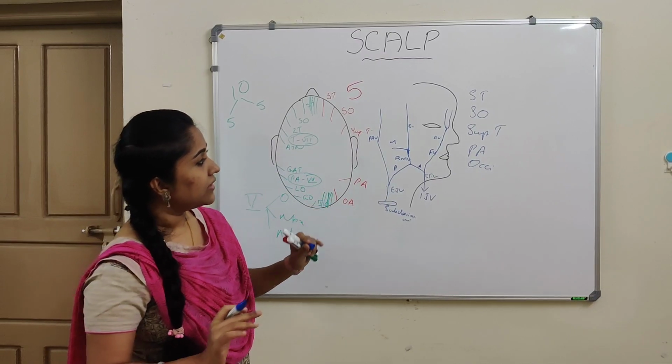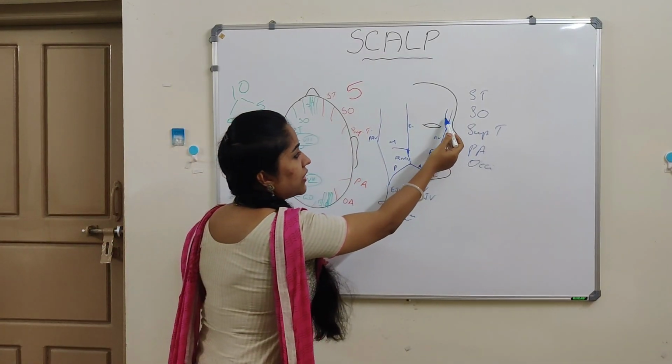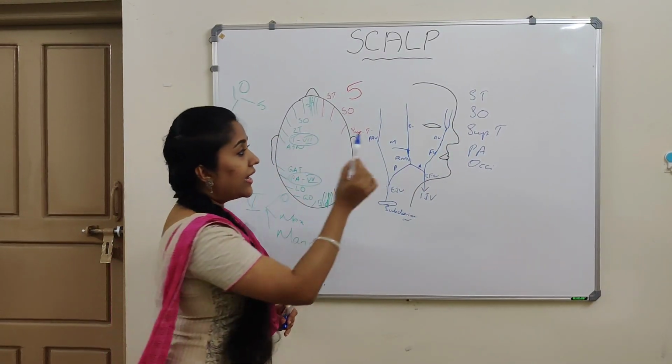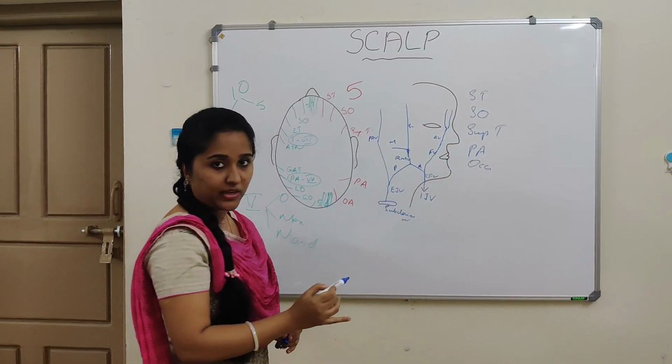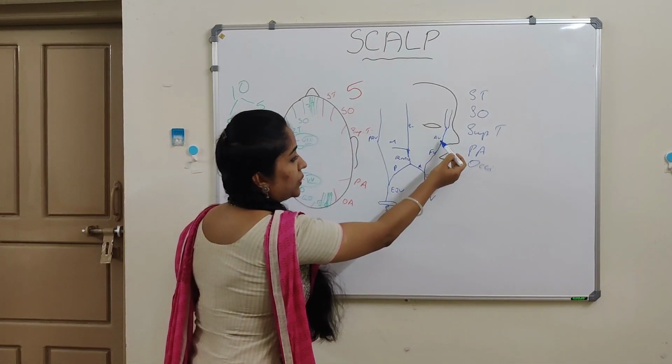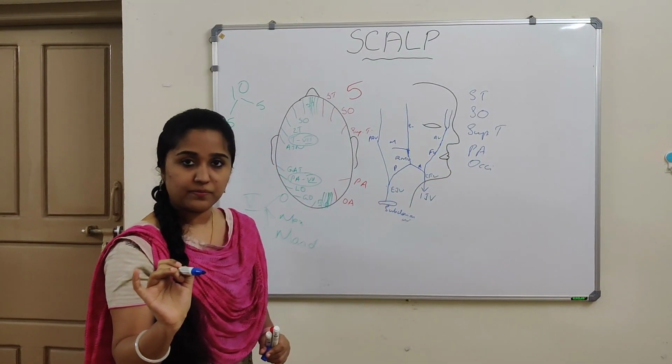I will repeat this again. The supratrochlear and supraorbital veins at the medial angle of the eye join together and form the angular vein, which passes obliquely downwards and forms the facial vein.